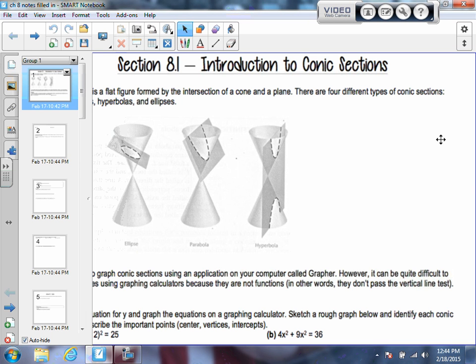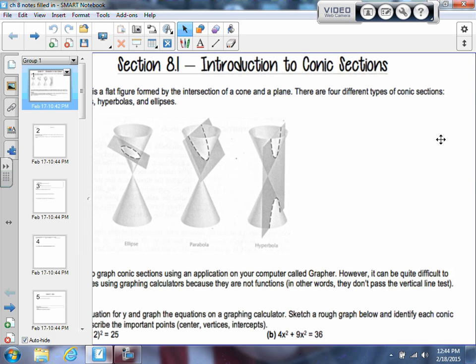All right, section 8.1 is on introduction to conic sections. Conic sections come from cones. Cones, conic. And so they are different slices of the cones.